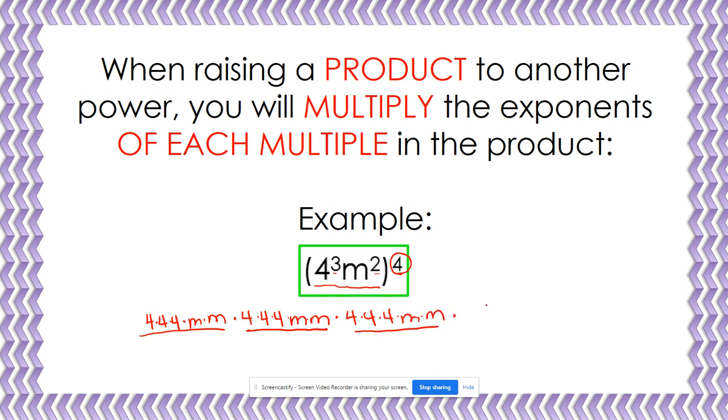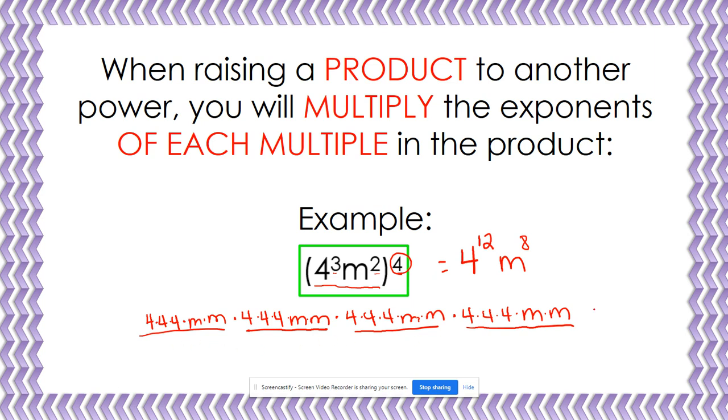That's my third. And then 4 times 4 times 4 times m. So that's my fourth. When I look at this, if I count my 4s, I have 1, 2, 3, 4, 5, 6, 7, 8, 9, 10, 11, 12. So that means I have 4 to the 12th power. When I count my m's, I have 1, 2, 3, 4, 5, 6, 7, 8. That would be m to the 8th power.